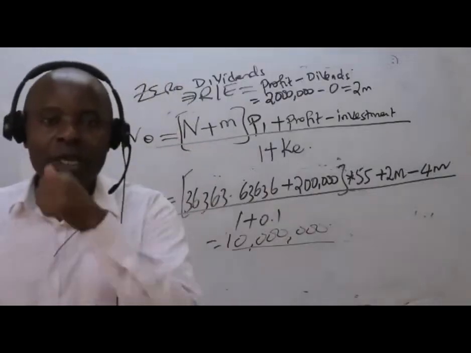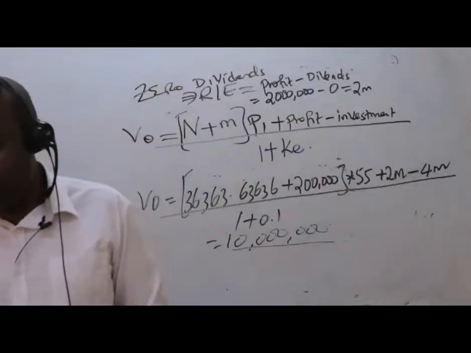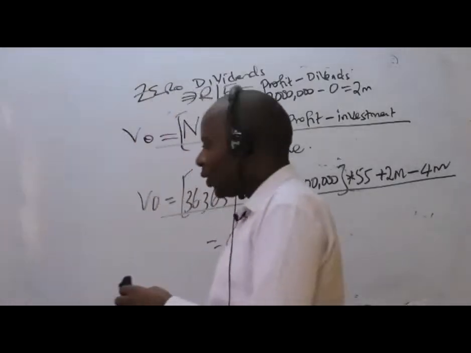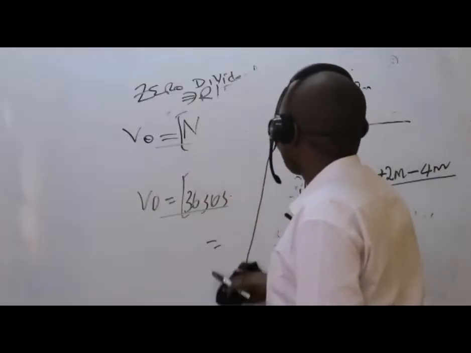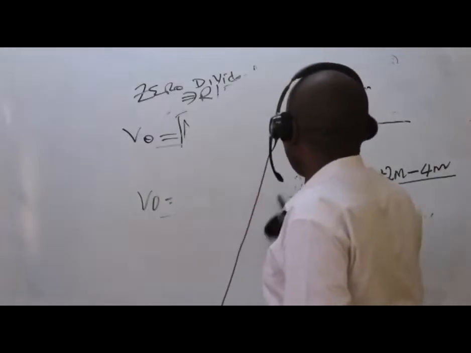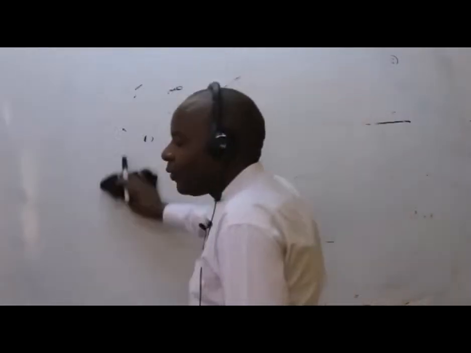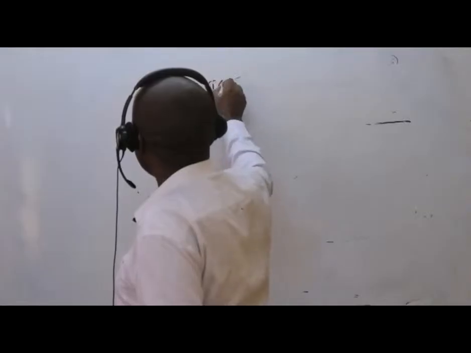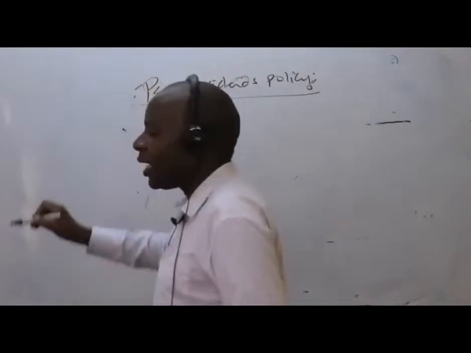The other side of the coin, what if we decide to pay dividends? So number 2, pay dividends policy. What will be the value of the farm?